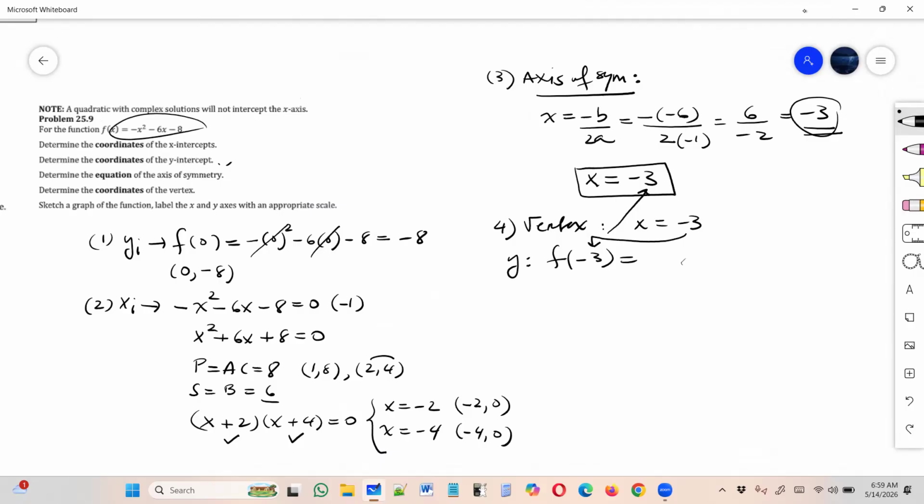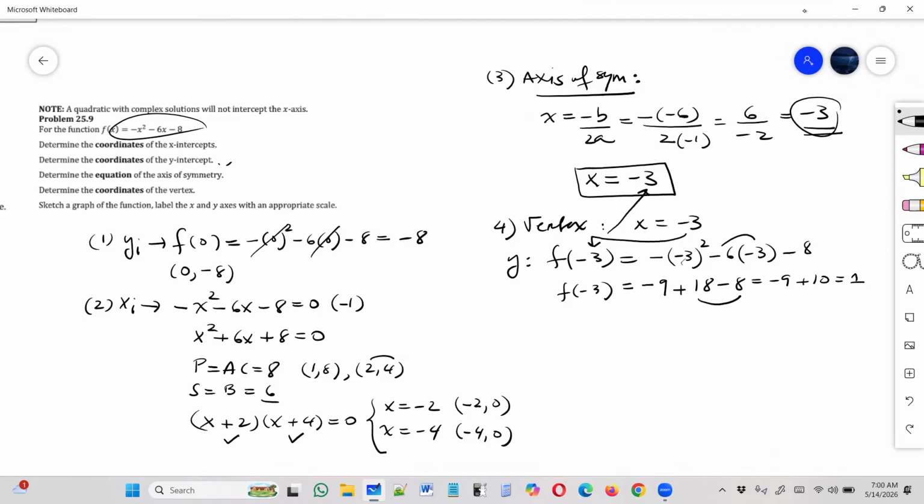So here's the function. So negative, -3 squared, minus 6 times -3, minus 8. This is what I need to evaluate. So -3 squared is 9, but with the minus in front is -9. This is plus 18, and minus 8. So this is 10, and -9 plus 10 is 1.